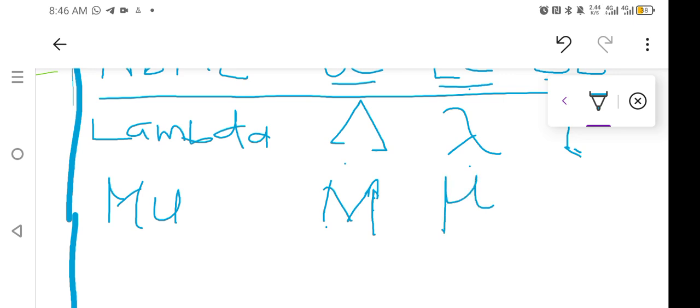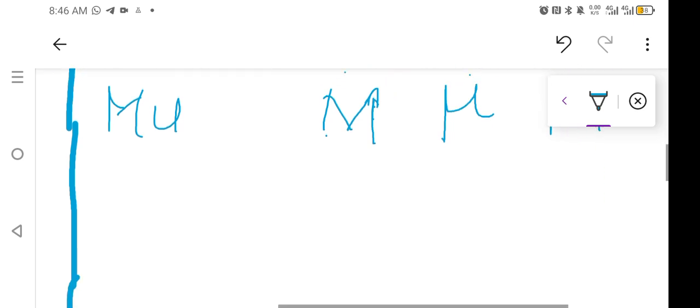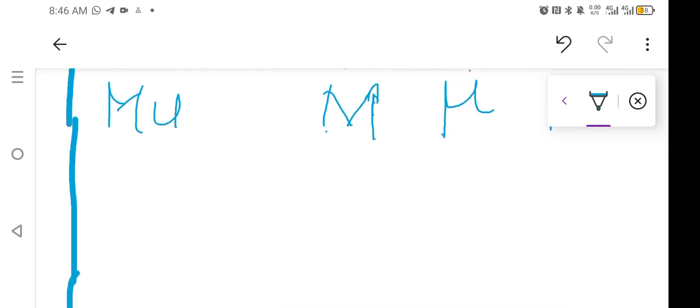Now, the English equivalent is the letter M. You notice how the uppercase in Greek and the English equivalent are very close and very similar to each other. The next letter in the alphabet is nu.